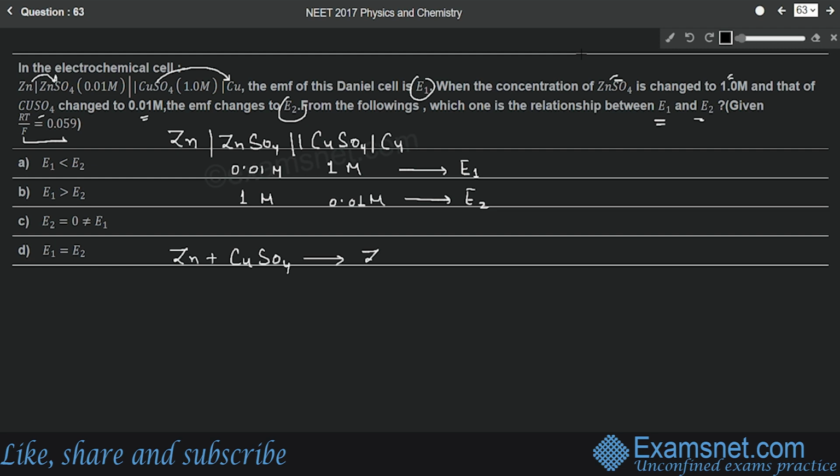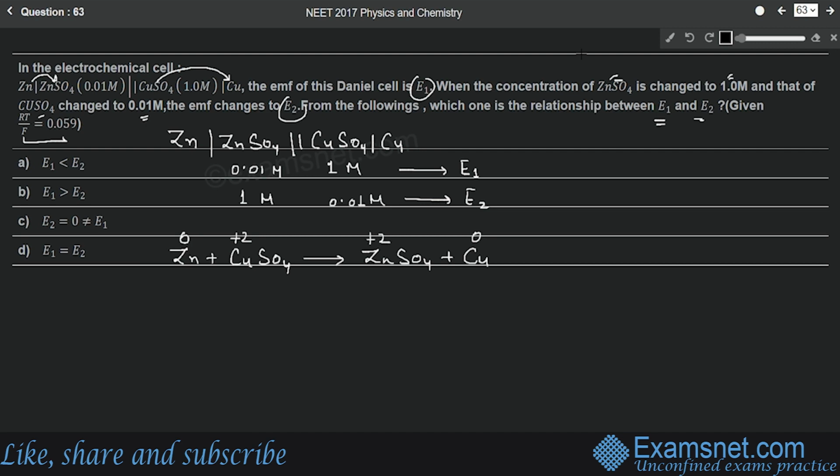And zinc gets converted to zinc sulfate and copper sulfate gets converted to copper. Okay, simple. Now we know that the oxidation state of a pure element is 0. So here zinc has 0 oxidation state, and on this side copper has 0 oxidation state. In case of copper sulfate, we know that sulfate has -2 charge, so copper will have +2. Okay, and similarly on this side zinc will have +2 charge.